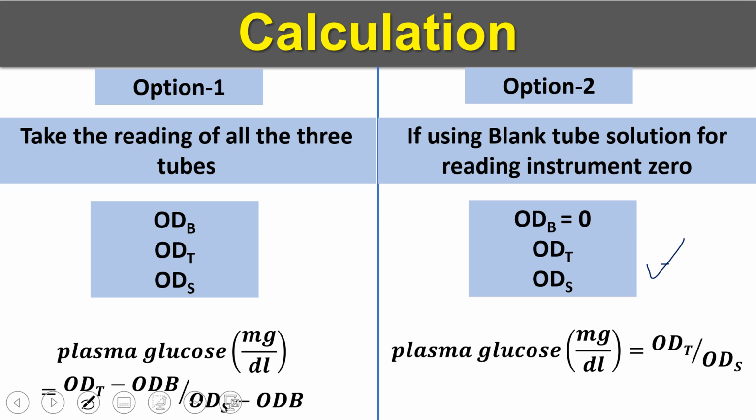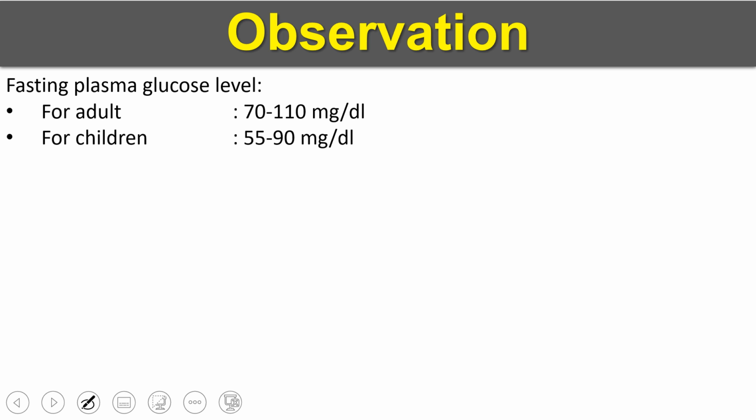Then you have a simple formula also. When you have calculated that, you are going to see whatever glucose value you have got, how it is going to fall in the observation. So the normal glucose level for an adult is 70 to 100 mg per dl in the fasting case, or for children it will be 55 to 90. Normally, most probably we are going to consider 70 to 110 mg per dl only.